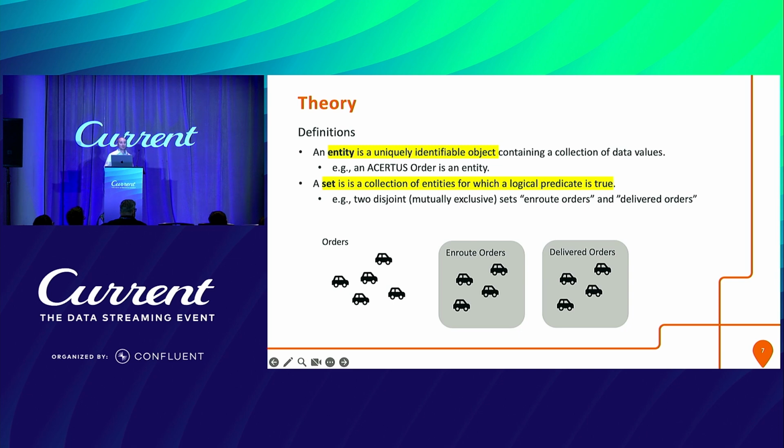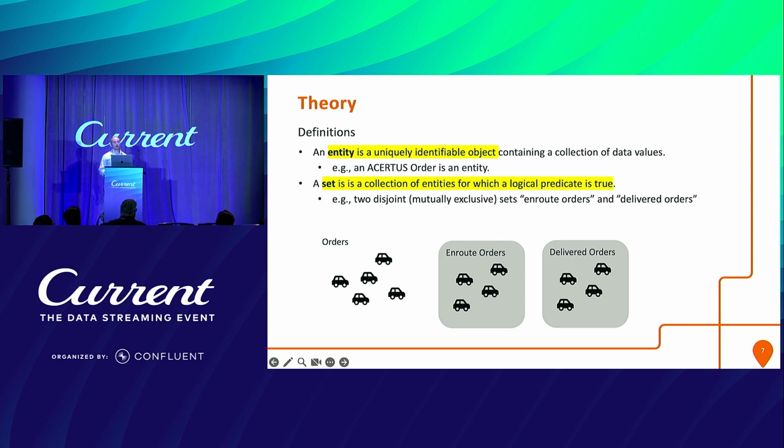So I'll just jump right into the theory. Got to move pretty quickly, lightning session. I'm going to define a couple terms I'm going to use here. An entity is a uniquely identifiable object that has some collection of data that defines it. Like an order is an entity, a vehicle, a person, a place. A set is a collection of entities for which a logical predicate is true. That's some statement that you can evaluate as true or false.